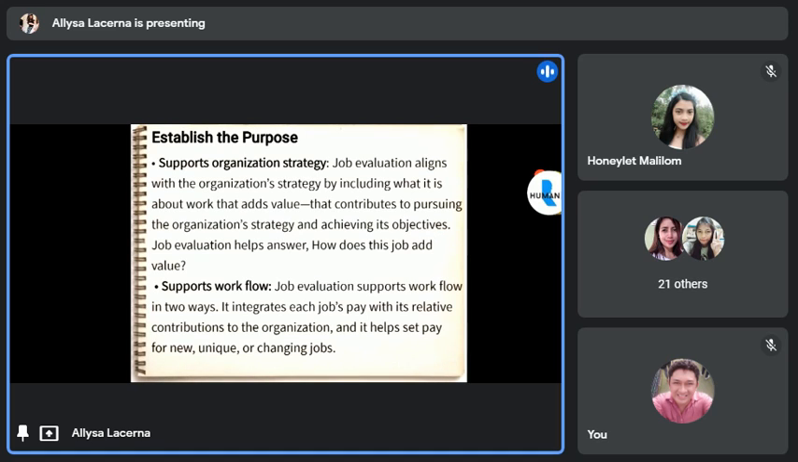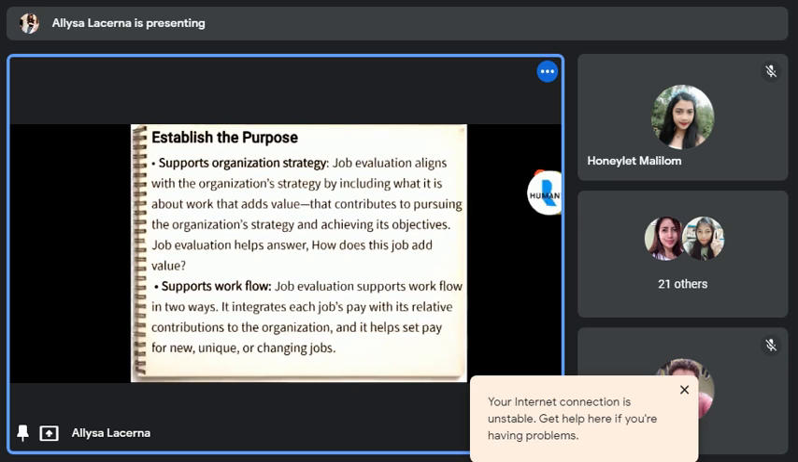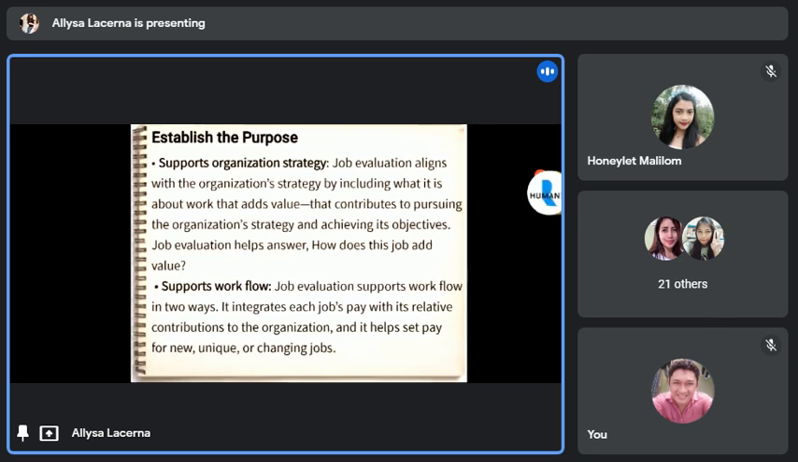So, supports workflow. Job evaluation supports workflow in two ways. It integrates each job's pay with its relative contribution to the organization, and it helps set pay for new, unique, or changing jobs.